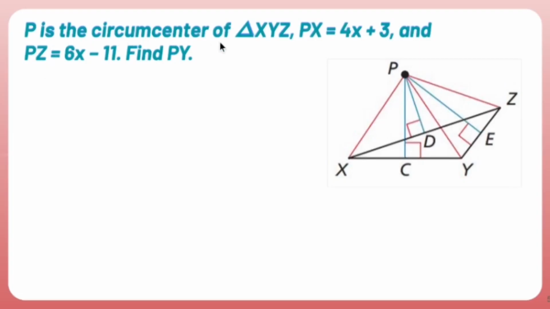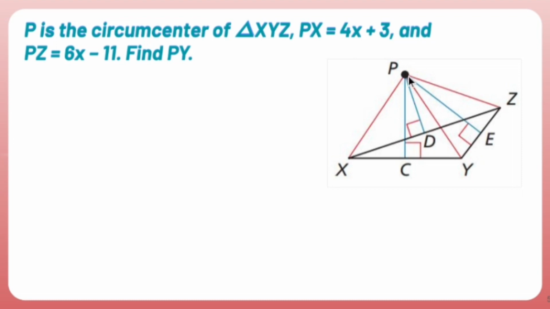P is the circumcenter of XYZ. PX is 4x plus 3, so where's PX? Your PX. And PZ is 6x minus 11. Find PY.